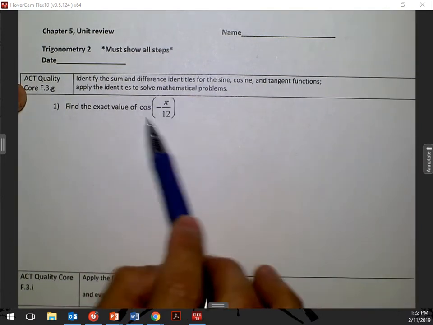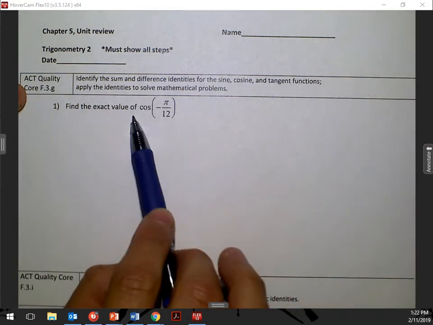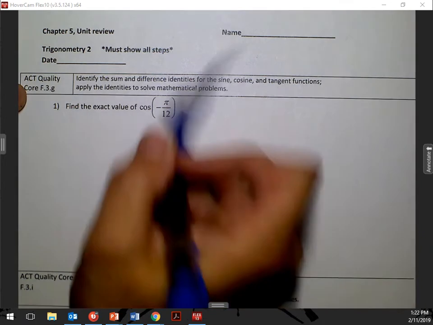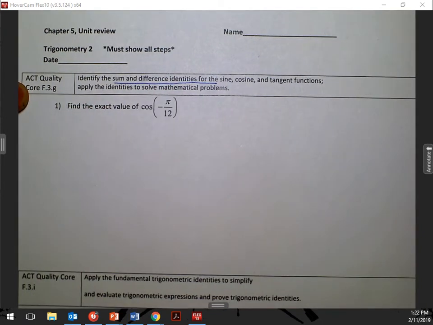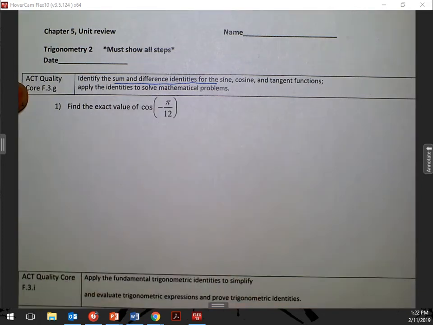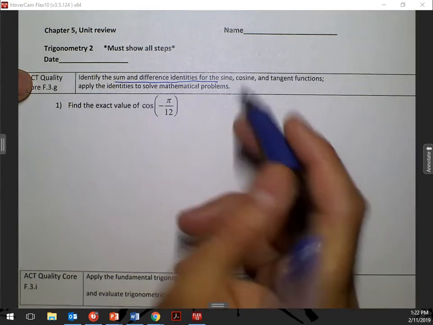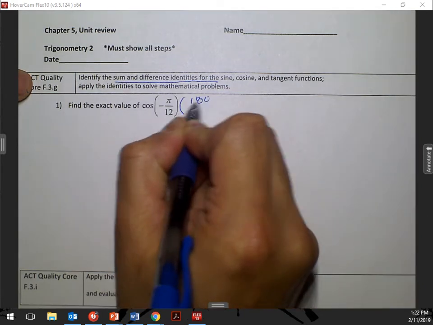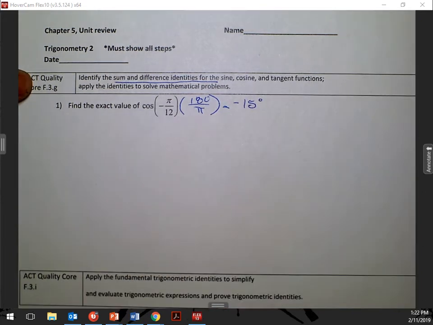Alright, for this one right here, find the exact value of this. We're going to use addition and subtraction to find this. Identify sum and difference identities. That's why it says sum and difference, so that's addition and subtraction. First, I know you guys don't like radians. You guys aren't good with fractions. So, what should I do? Multiply by 180 over pi, which gives me negative 15 degrees.